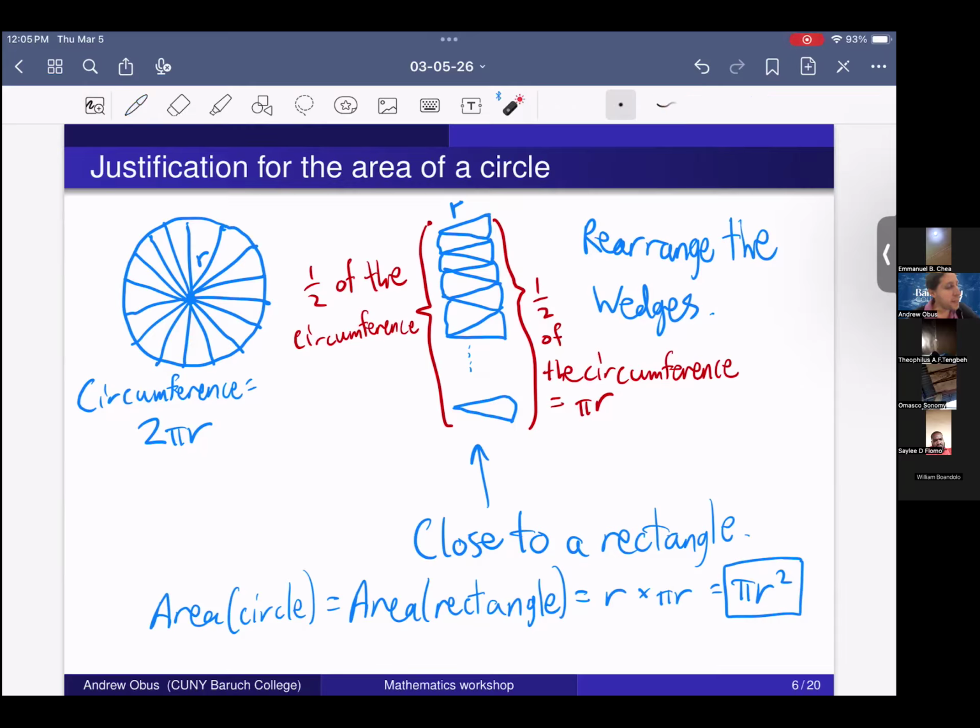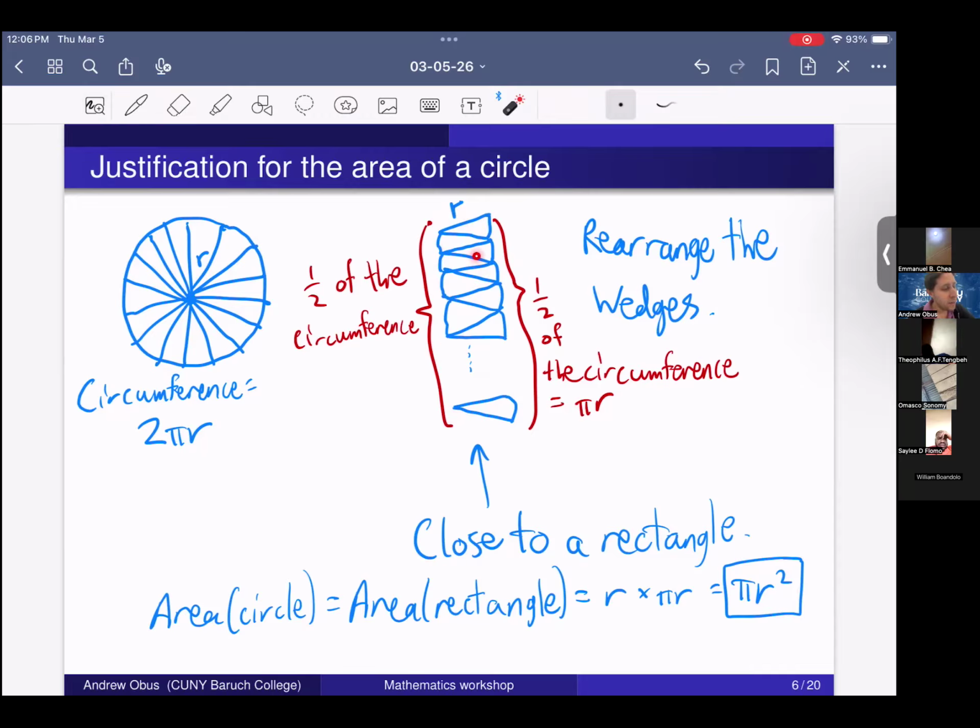So I think this kind of justification is pretty easy to remember, and it's a good thing to keep in mind. If you don't want to do an actual calculus derivation of the area of a circle, then this is a pretty convincing, I think, geometric justification for why it should be pi r squared. Because basically, if you chop up the circle into little wedges, you can arrange them to make a rectangle that is r on one side and pi r on the other side. And that's going to give you the area of the circle. Okay, so the area of the circle here is equal to the area of a rectangle.